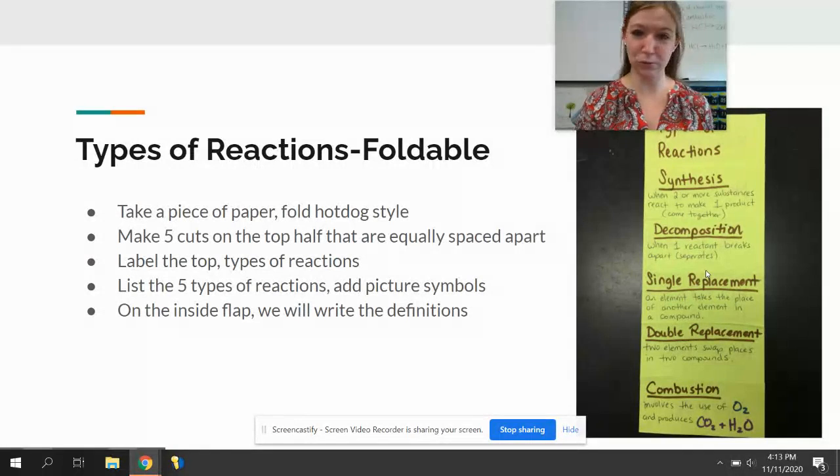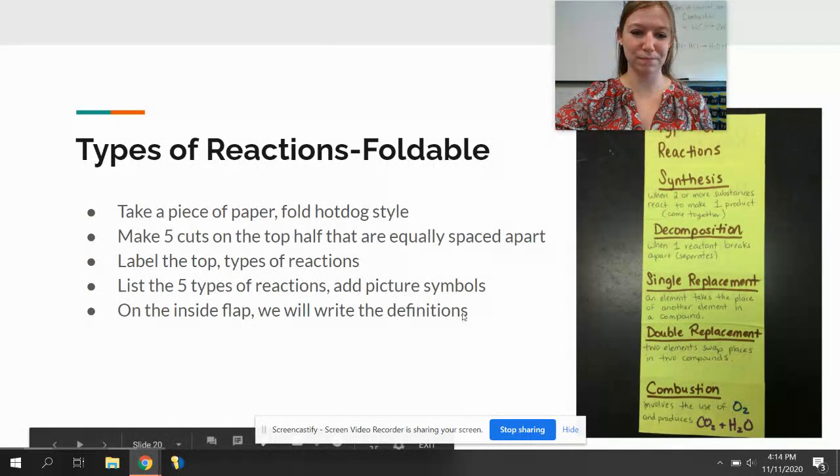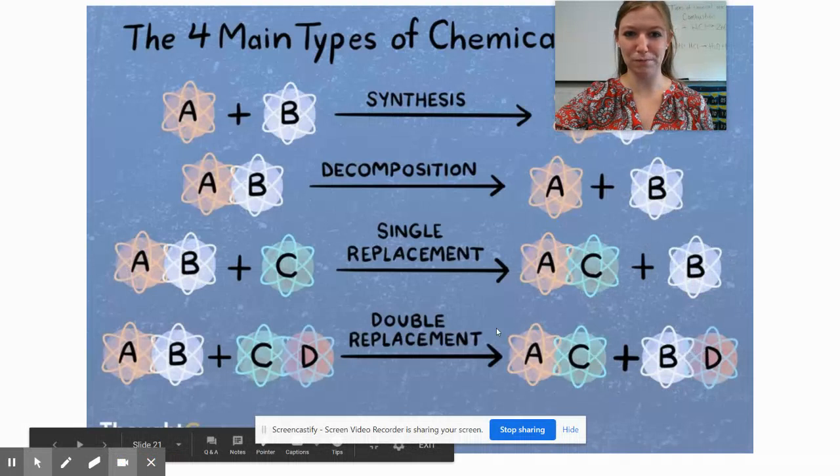You can make a foldable as part of your notes. You could also just type up the gist of it on a Google Doc. That would be totally fine. Or you could take notes on pencil and paper and then just take a picture of the notes that you make, okay? So that is your notes part.